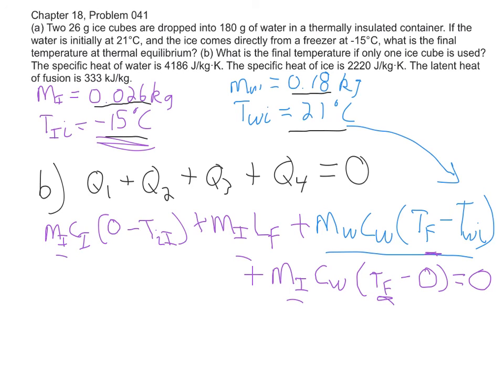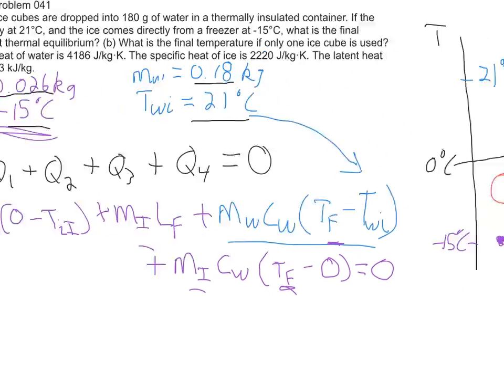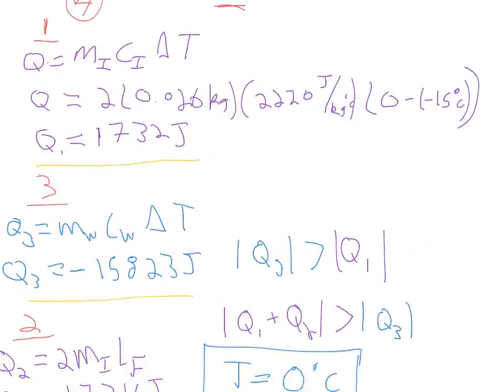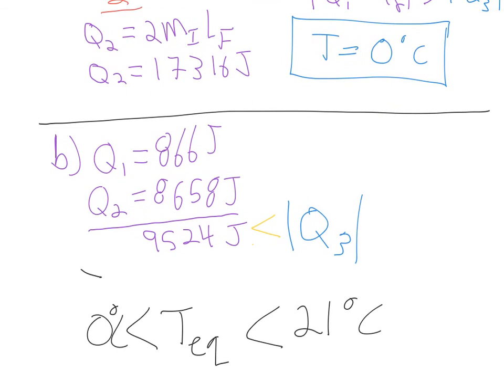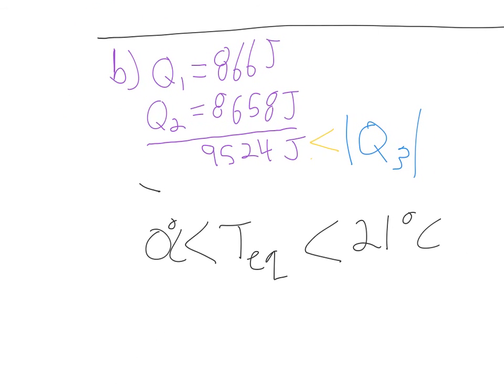You know from what we discovered earlier that that final temperature, where'd it go? Oh boy, all kinds of fun stuff here. The final temperature must be somewhere between 0 and 21. So if you don't get that, you made an algebra error.